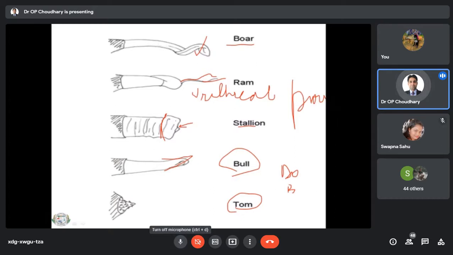Ampulla is only an opening. Whatever the secretion is from the vas deferens. Vas deferens means it carries the matured spermatozoa to the urethra. So it is the opening of the vas deferens, and it is enlarged because it is going to secrete. There is no specific function, only the ampulla is opening.